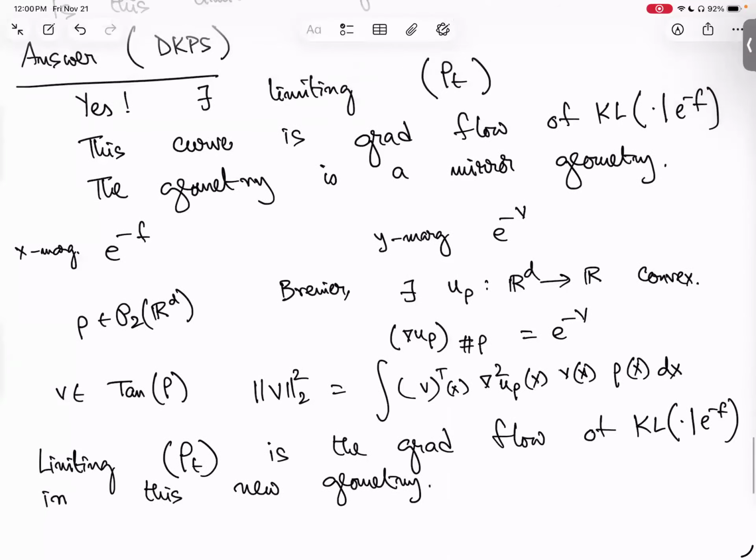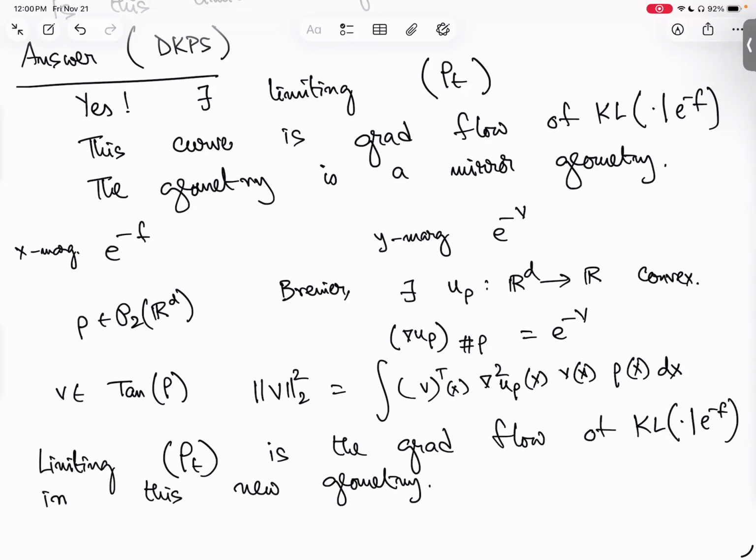Do you understand at least some idea of what this statement is saying? So I have my Sinkhorn iteration, I have my Sinkhorn algorithm. The Sinkhorn algorithm is iteratively fitting my two marginals, e to the power minus f and e to the power minus g. I'm looking into the sequence of x marginals, which are not e to the power minus f, but they're converging to e to the power minus f.